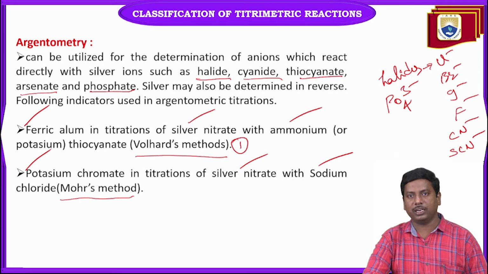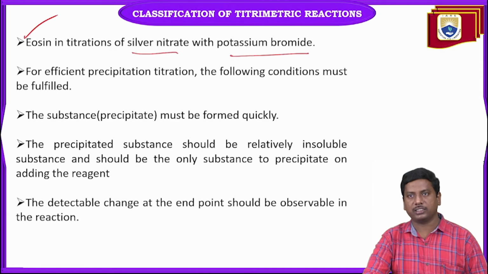That is called Mohr's method. And the third method is the eosin titration. Titration takes place between silver nitrate and potassium bromide. So for efficient precipitation titration, the following conditions must be fulfilled.